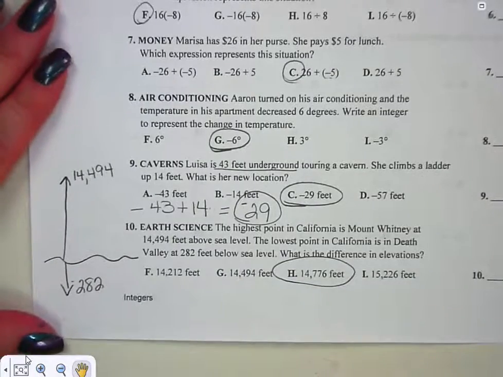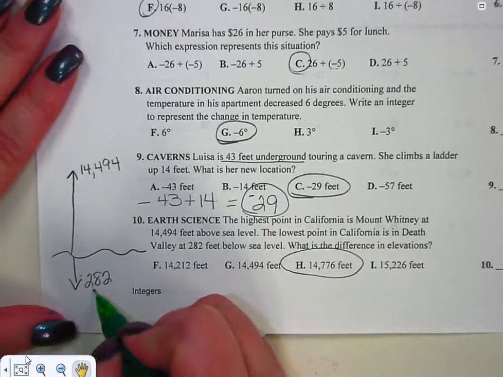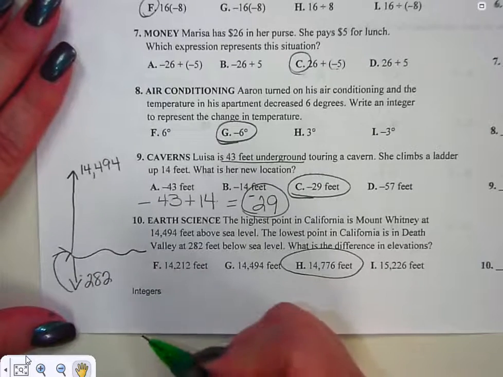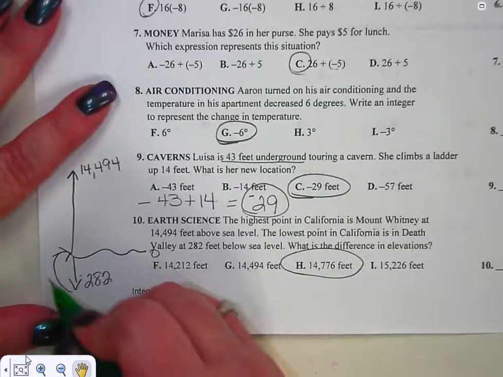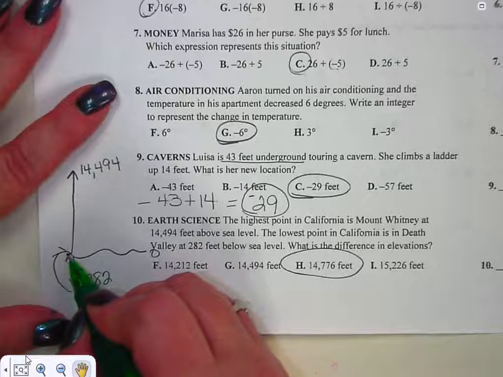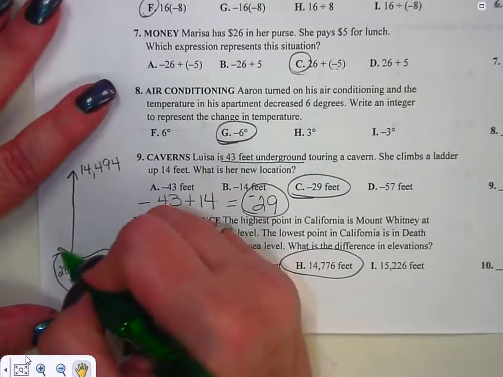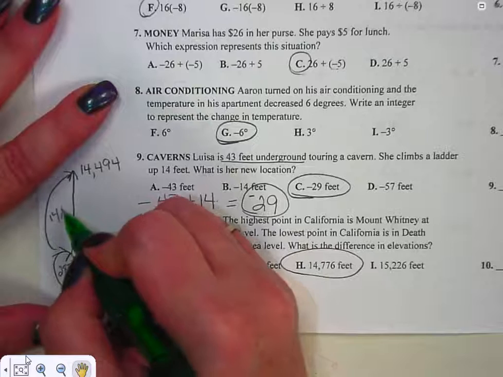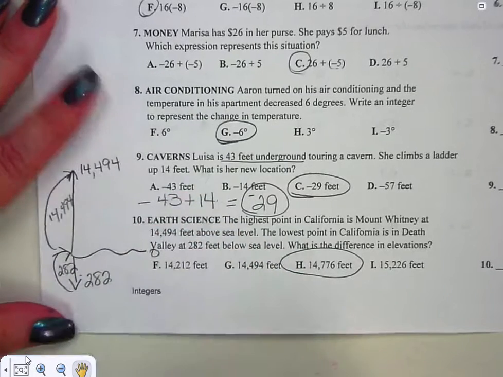How does that make sense? Well, if I'm way down here at negative 282, how far would I have to go to get to 0? Sea level is 0. How many feet am I going to have to go to get from here to 0? 282 feet. And then if I'm at 0, how many feet am I going to have to go to get up here? 14,494. So I have to add those together.